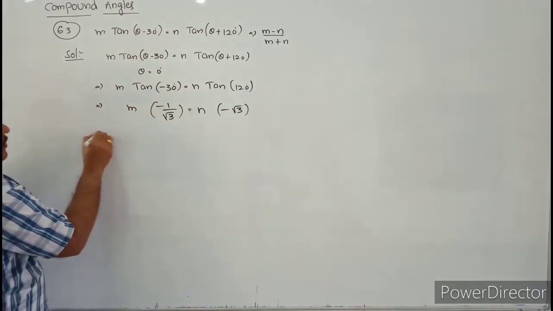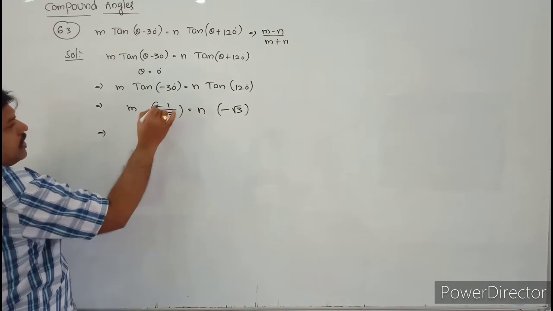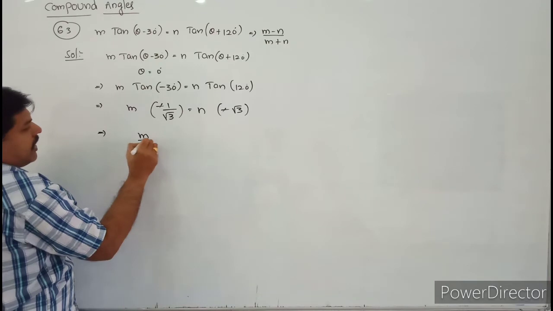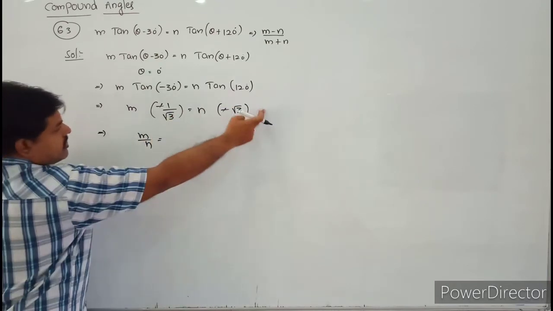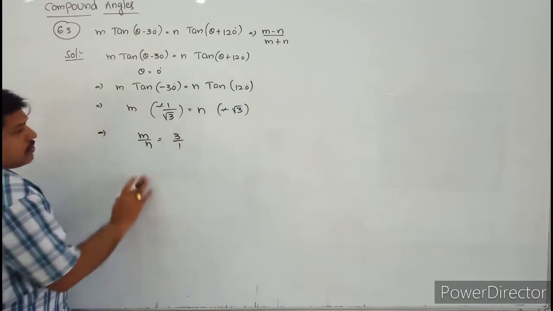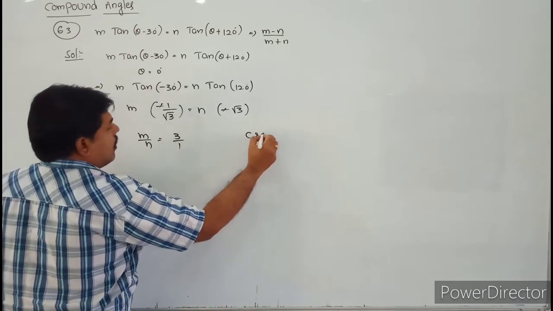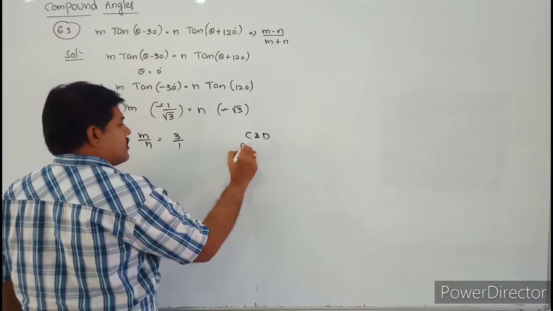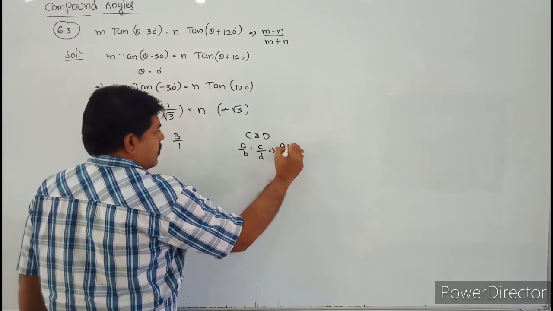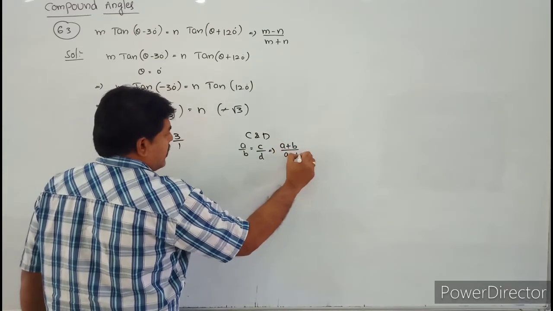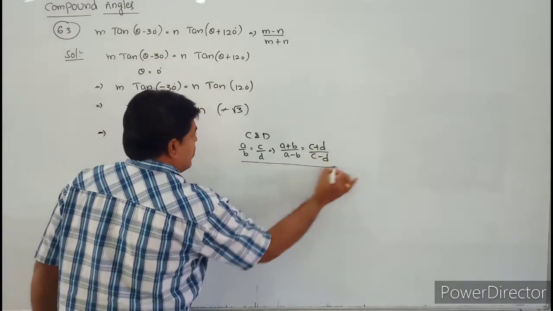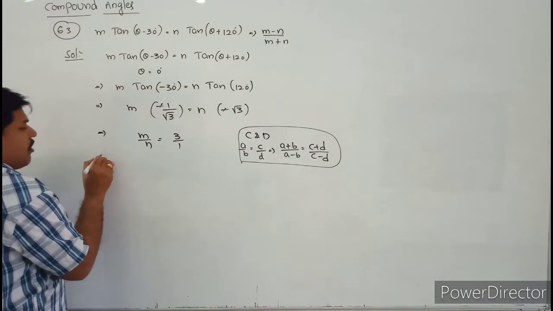So what will we take? Here the minus will be cancelled, and taking this root 3 to that side, m by n is equal to root 3 into root 3, which becomes 3 by 1. We already know the componendo and dividendo formula: a by b is equal to c by d implies (a + b)/(a − b) = (c + d)/(c − d). So here I am going to apply the formula.